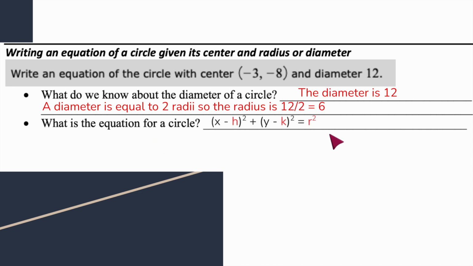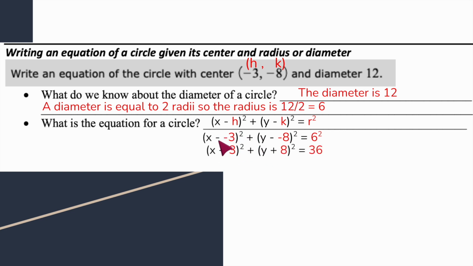So the equation for the circle, we have x minus h squared plus y minus k squared equals r squared. So we're just going to plug it in. I have my h and my k, and I have my r here for my radius. So I have x minus negative 3. Remember, this minus is there, and then I have negative 3 for my h, and then y minus negative 8 squared, and then we're going to take that 6 and square it for the radius.